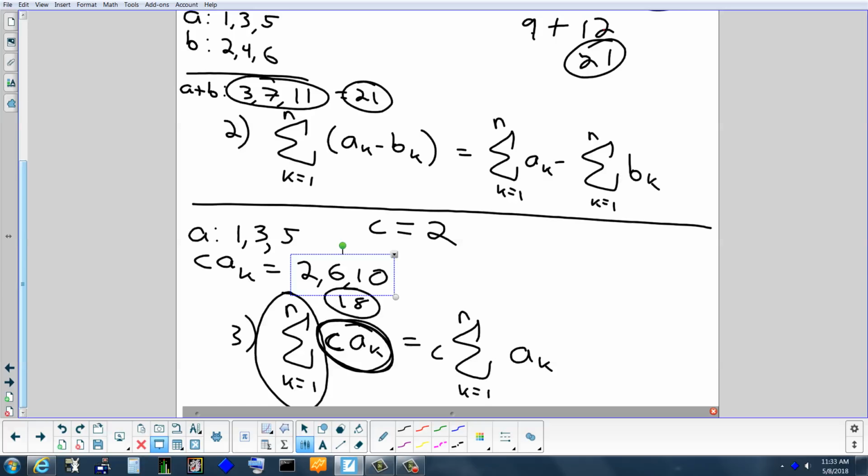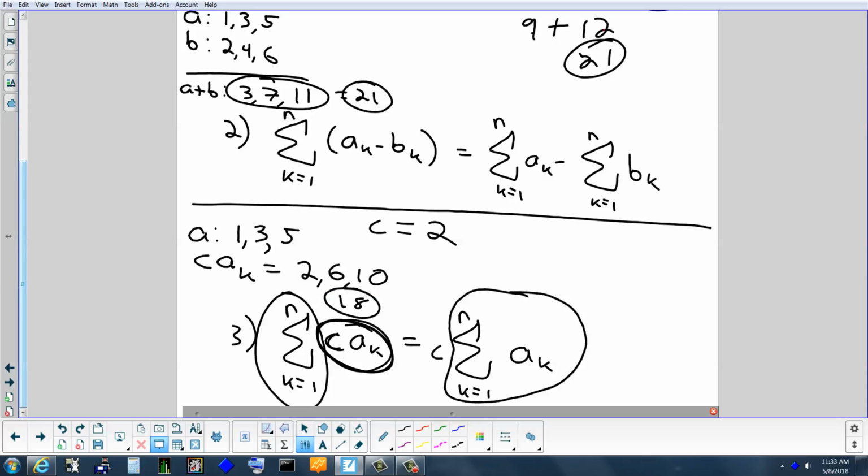Okay. That's what you get if you do it the way on the left. Now, on the right, it says, forget about c for now. Add them up first, and then multiply by c after. So let's add them up first.